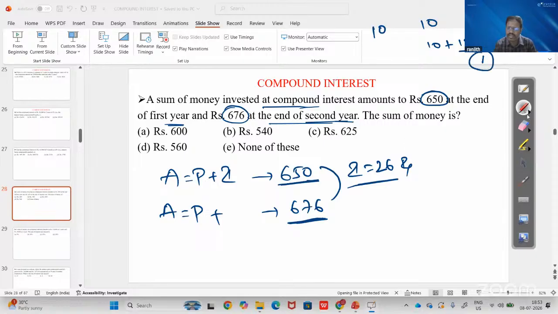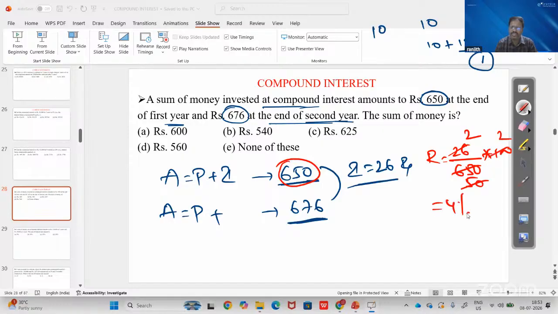Here also the same thing: I am getting 26 rupees extra, on 650 rupees. Where R equals 26 by 650 into 100. So 26, 13 twos are 26, 13 fives are 65. Where R equals 4 percent.